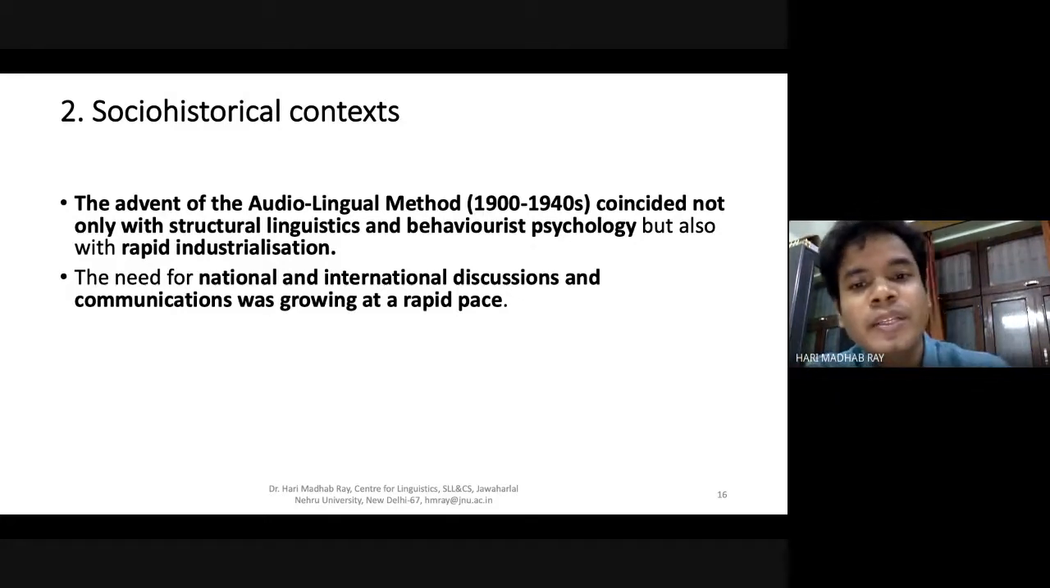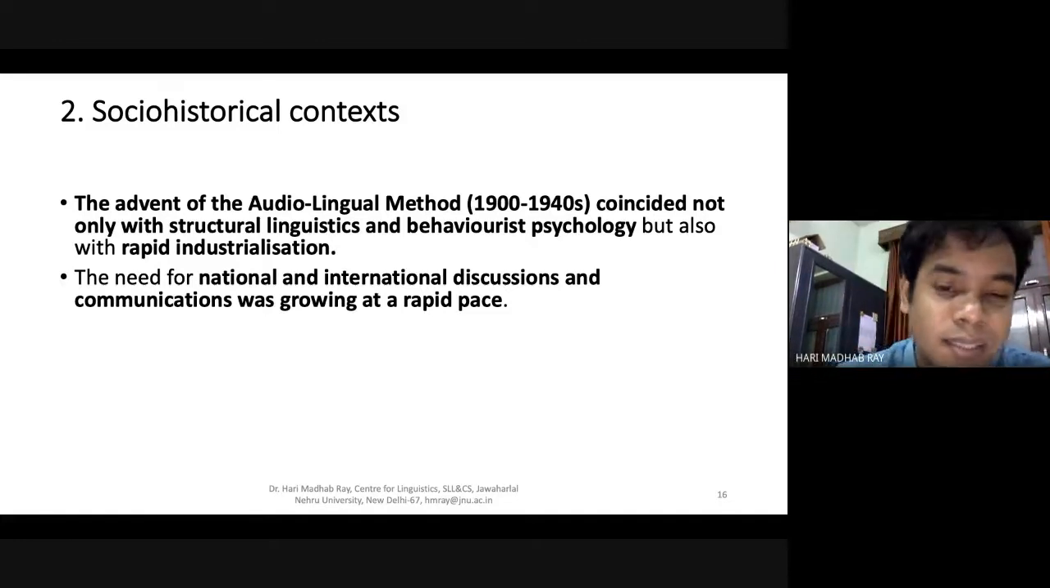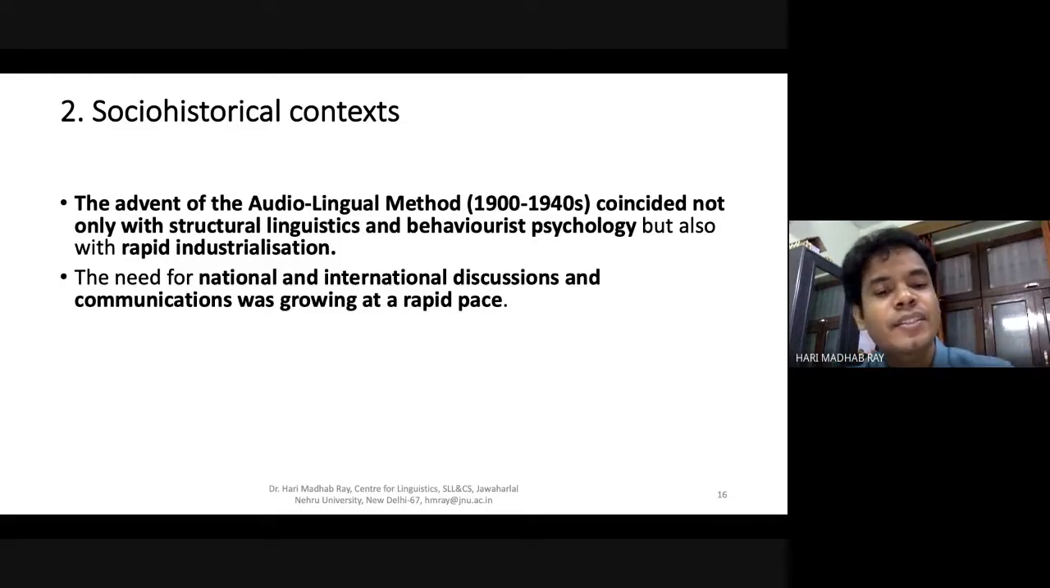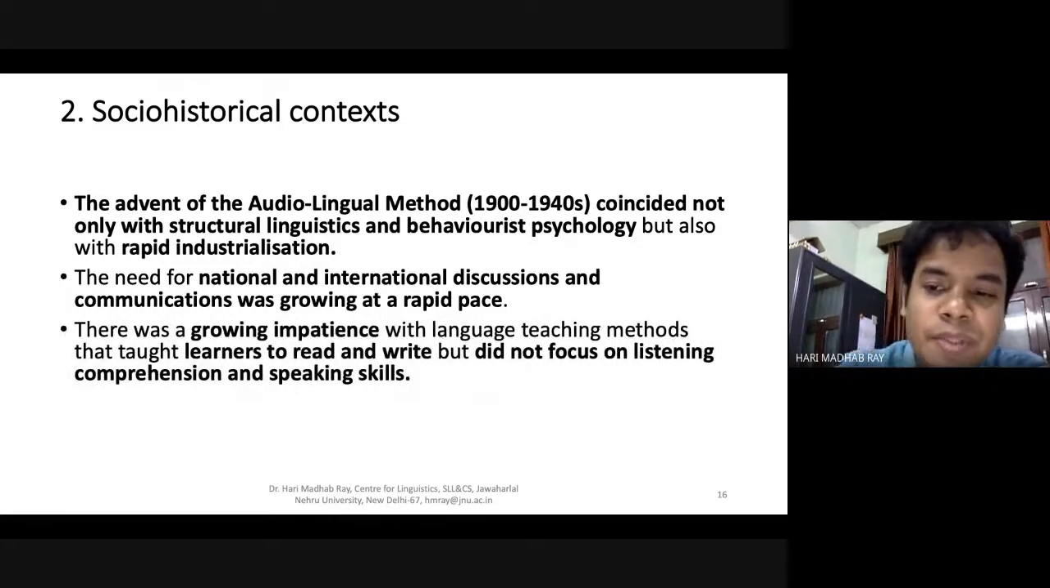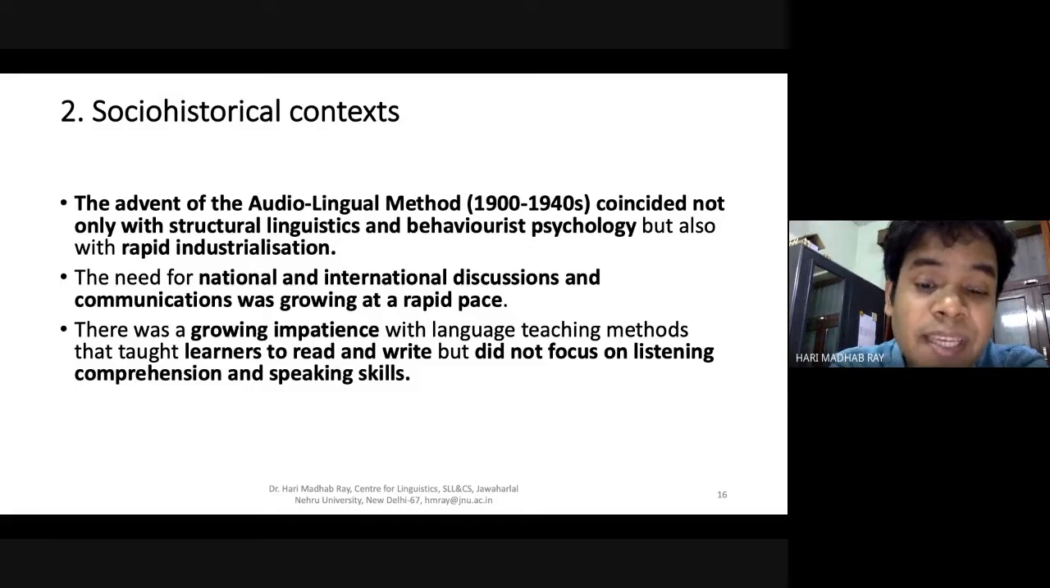So the audiolingual method came into the picture, and because of industrialization, the need for national and international discussions and communications was growing at a rapid pace, you see. So there is a growing impatience with language teaching methods that taught learners to read and write, but did not focus on listening, comprehension, and speaking skills.